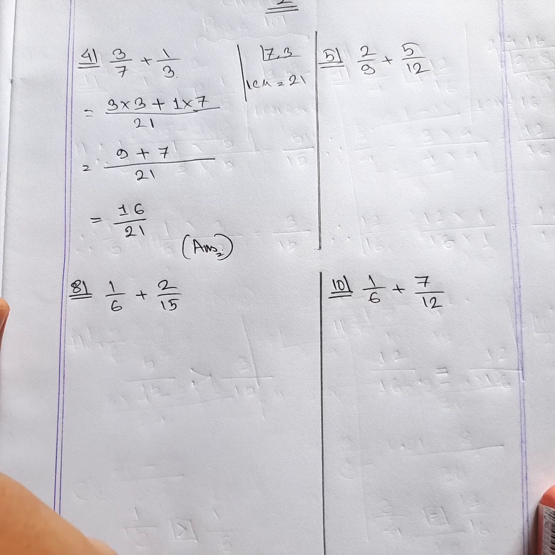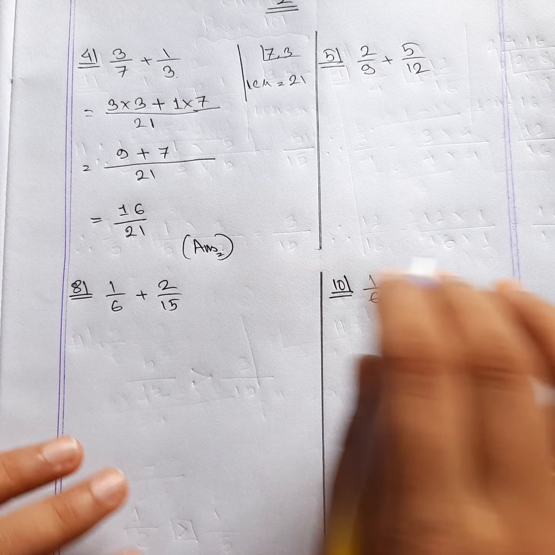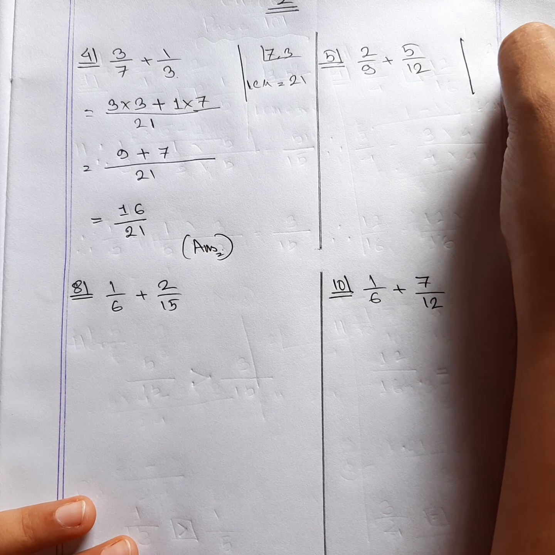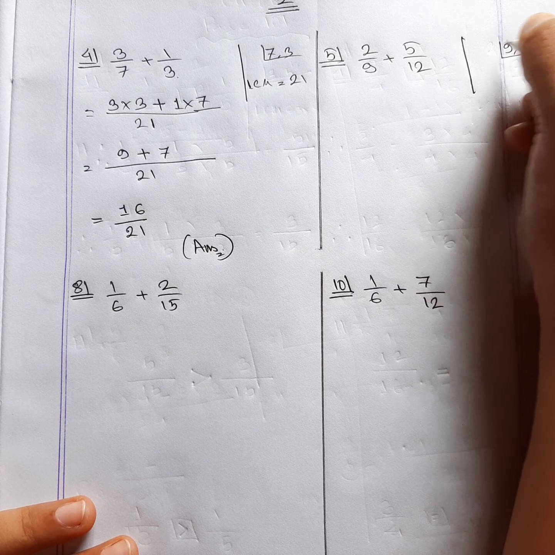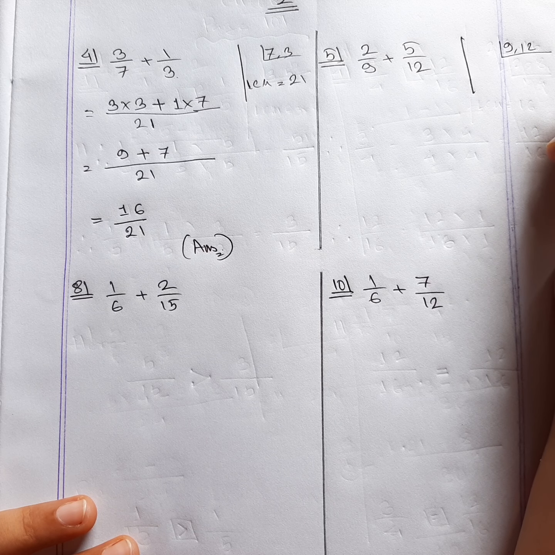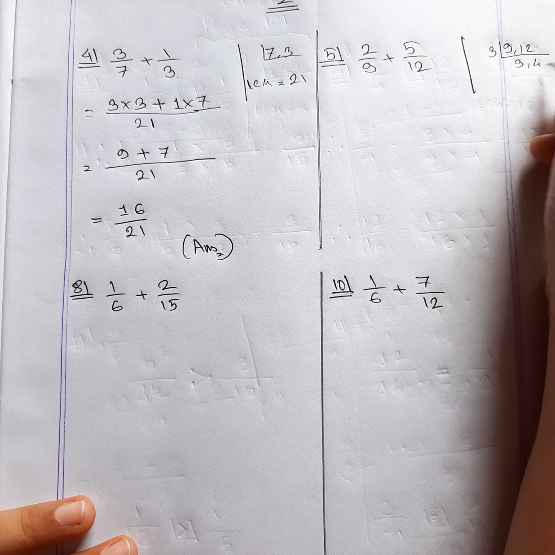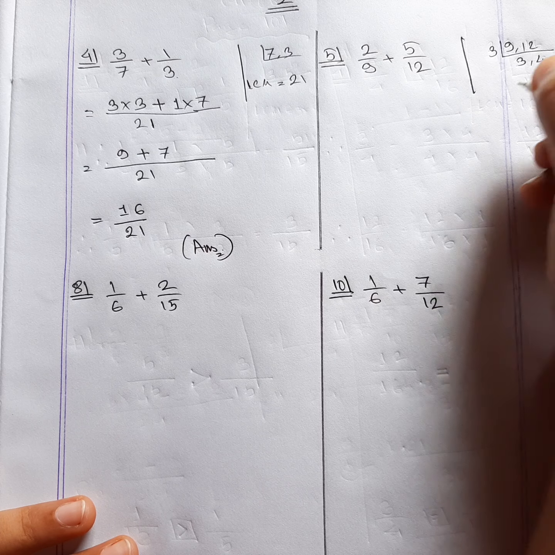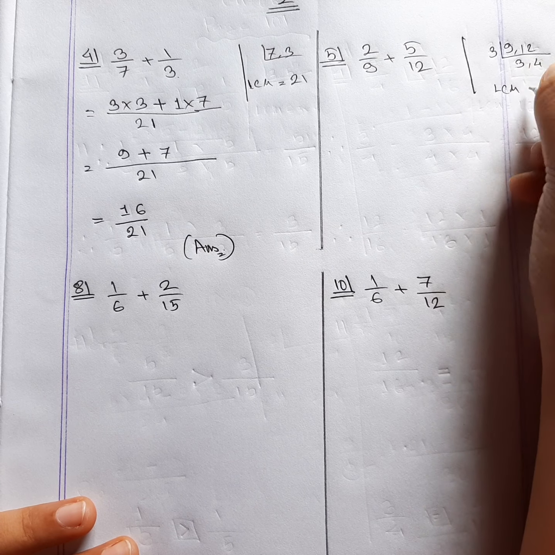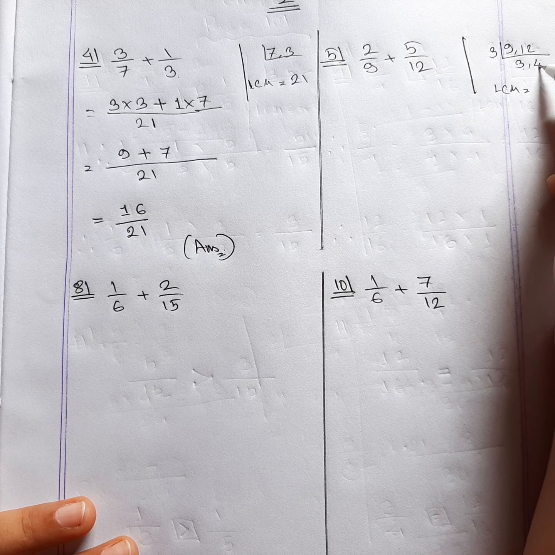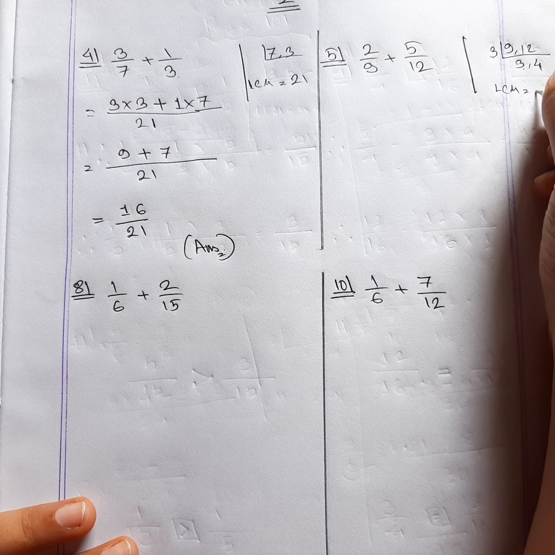Now the next one, 9 and 12. This one is a little bit interesting, a little bit different. 9 and 12. Can it be divided with 2? No. 3? Yes. Now this one is over here, so our LCM will be 3 3s are 9, 9 4s are 36.